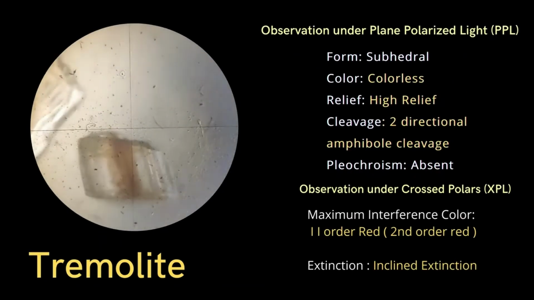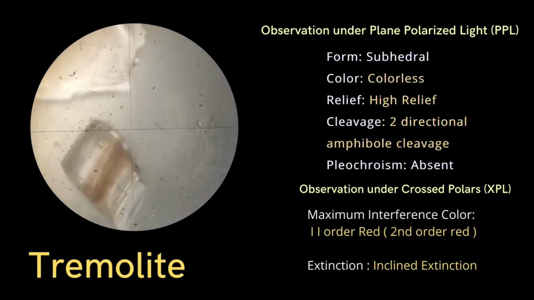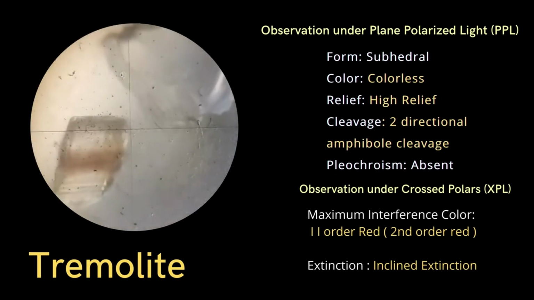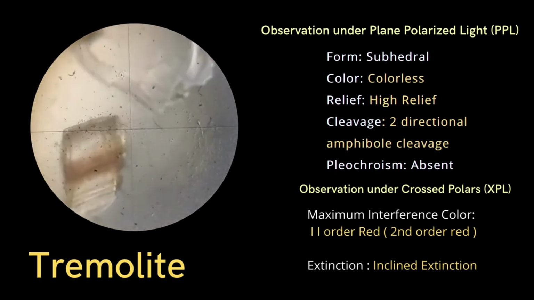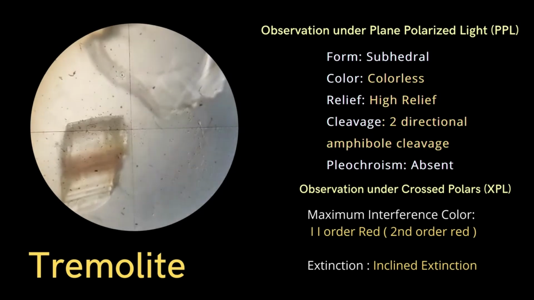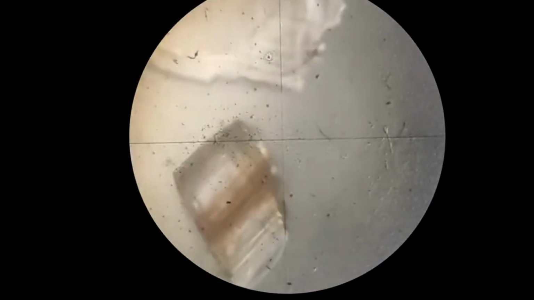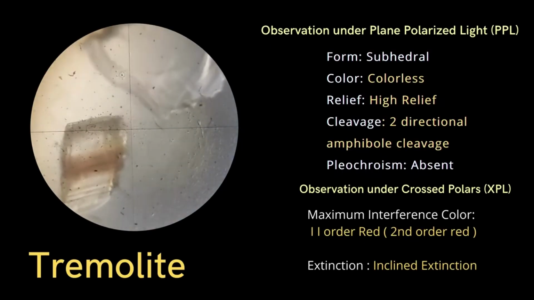Tremolite, which is a member of the amphibole group. Let's start with observation under plane polarized light, or PPL. The form of tremolite appears subhedral. The color is generally colorless under PPL. It shows high relief, which means the grain stands out clearly from the surrounding medium.